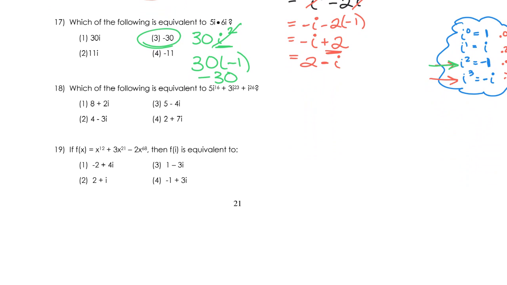Which of the following is equivalent to? Okay, so these are the higher powers of i, and we have to remember that we're going to divide by 4 so that we can match them in our cloud and do the same thing we were doing in 17 and 16. Okay, so here we go. The 5 is going to stay. The i to the 16th is going to get replaced. We're going to keep the plus sign. We're going to keep the 3, but i to the 23rd is going to get replaced. We're going to keep the plus sign, and i to the 26th is going to get replaced. So I always rewrite it first, so I know I have 3 things to find.